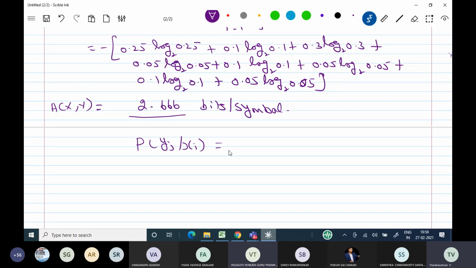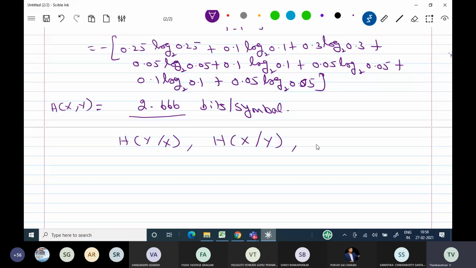Sir, can we directly use H of X comma Y equals H of X plus H of Y by X? Yeah, you can use that formula also. Now, I'll give another 10 minutes for this problem. You calculate H of Y by X. Somebody tell the answer, how to calculate H of X by Y.